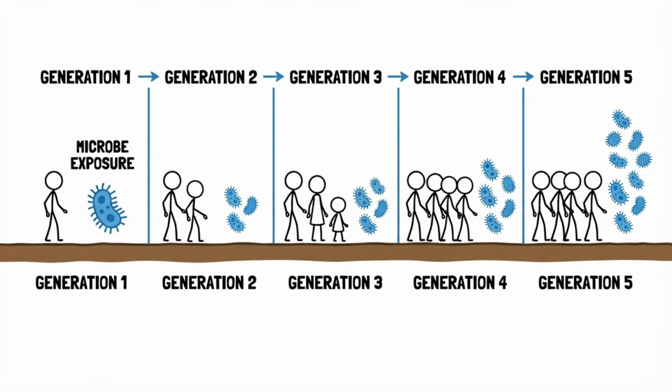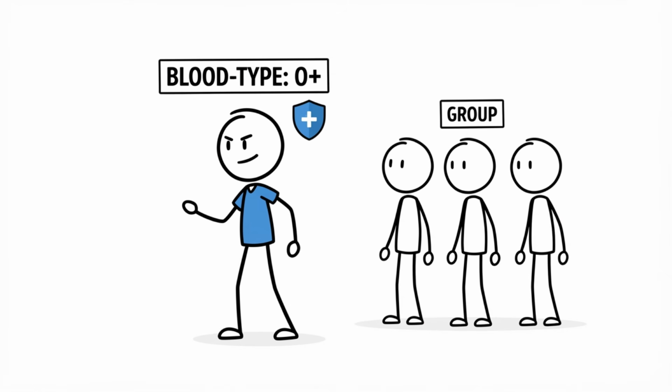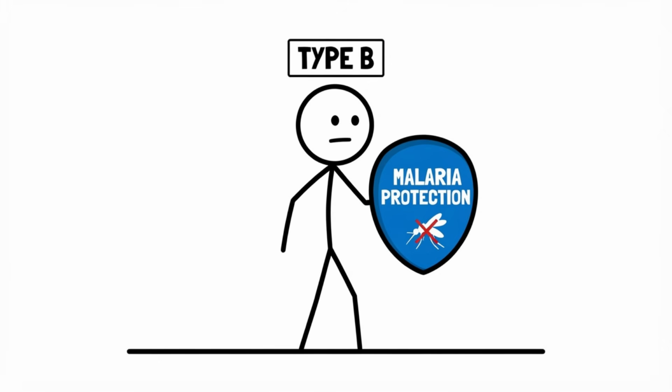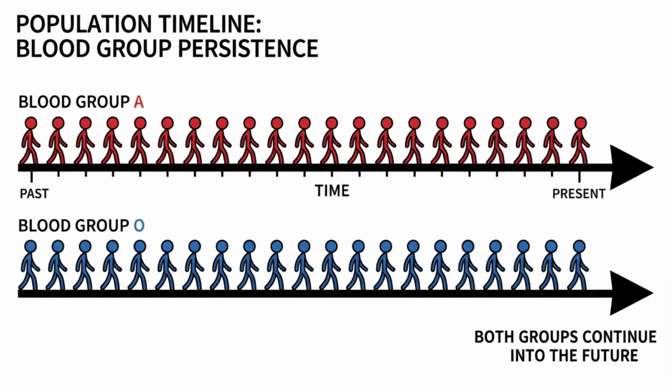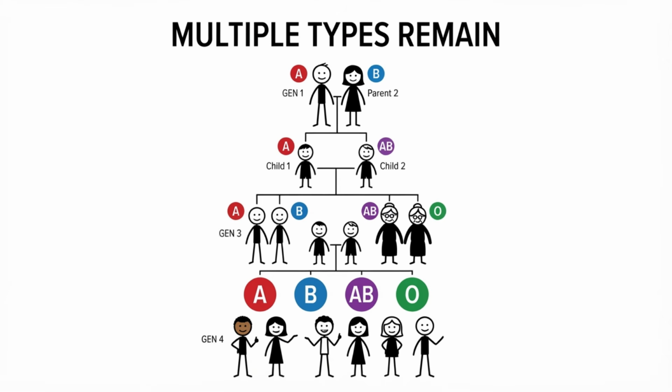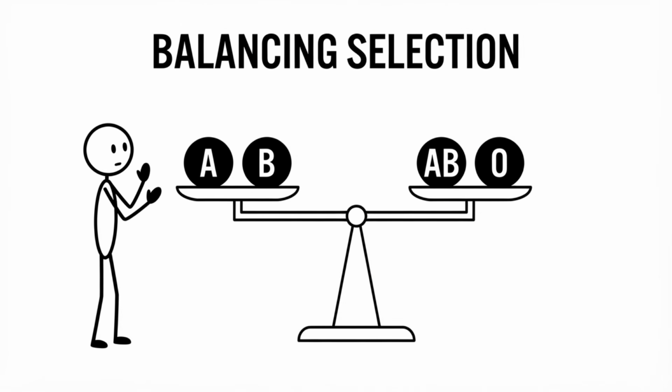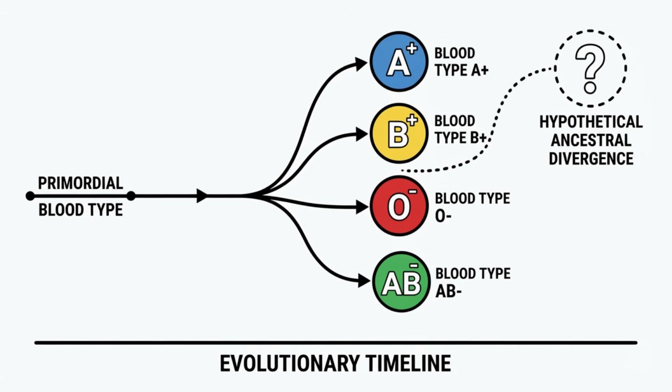Imagine a population facing the same infection for generations. People with one blood type might have a small advantage. People with another might have a different advantage. Neither type would necessarily disappear. Instead, several blood types could remain. This is called balancing selection. It is one possible explanation for blood type diversity.